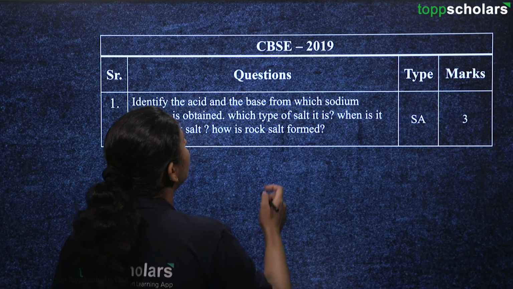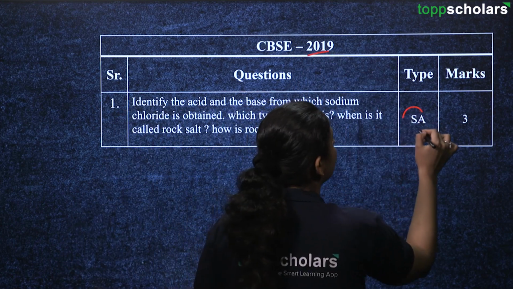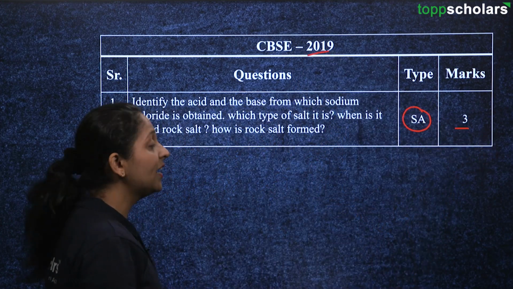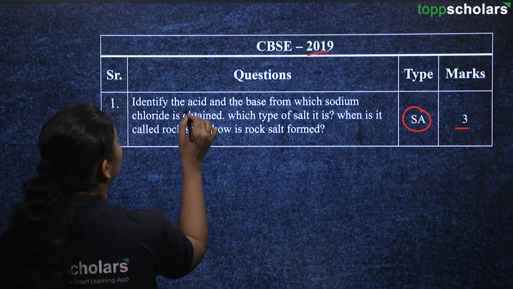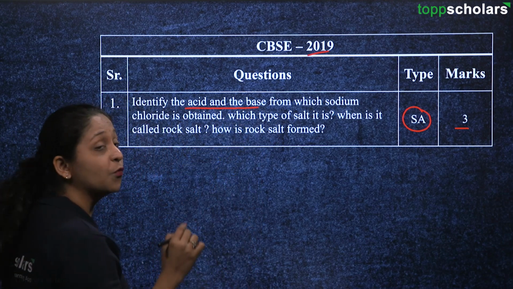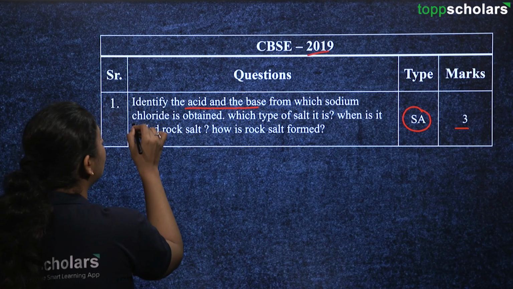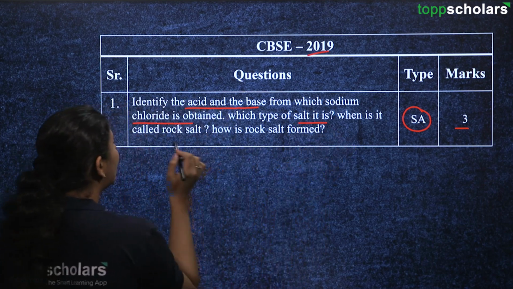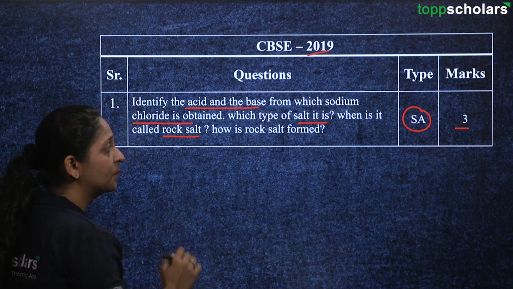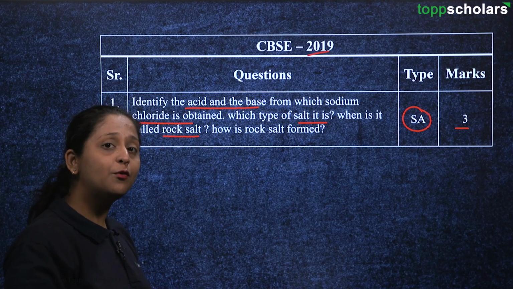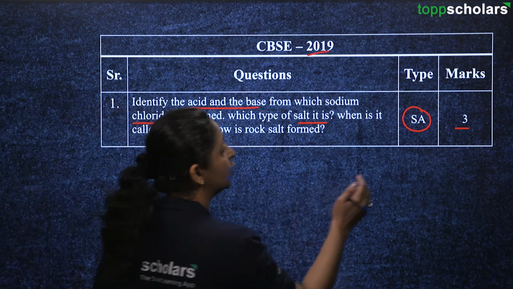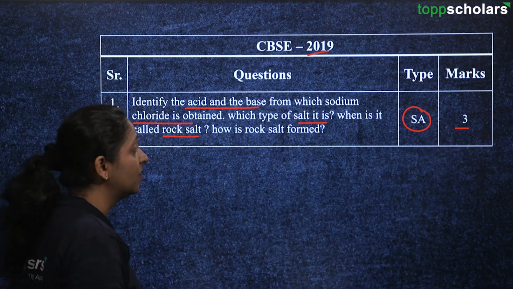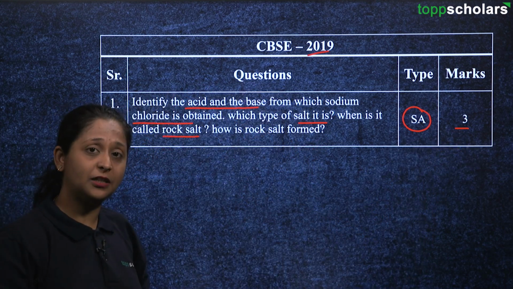The first one is from the year 2019, which is a short answer question for 3 marks, right? So here the question says you have to identify the acid and base from which sodium chloride is obtained. Which type of salt is it? When is it called rock salt? And how is rock salt formed? So in this question, which is for 3 marks, children, they are asking you about 3 different things here.